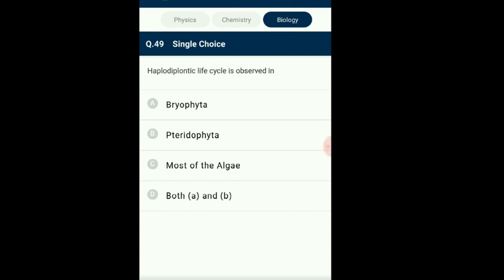In Bryophyta, haploid gametophyte is the main plant body on which a small dependent sporophyte is produced. In Pteridophyta, diploid sporophyte is the main plant body and a small independent gametophyte is produced. So the answer is option D, both A and B. That is, haplodiploidic life cycle is observed in Bryophyta as well as in Pteridophyta.